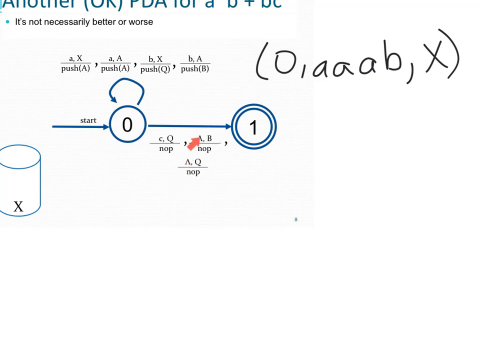Before, we could just take them whenever we wanted. Now, we can take this one if we have a B on the stack. Well, I don't have a B at the top of the stack. And this free jump I can only take if I have a Q at the top of the stack. Well, I don't. So I guess the only thing I can use right now is this transition right here. I see an A in my string and I have an X at the top of my stack, which is true over here. So we're going to take this loop.